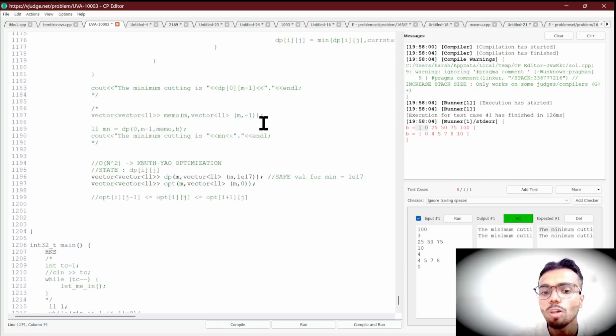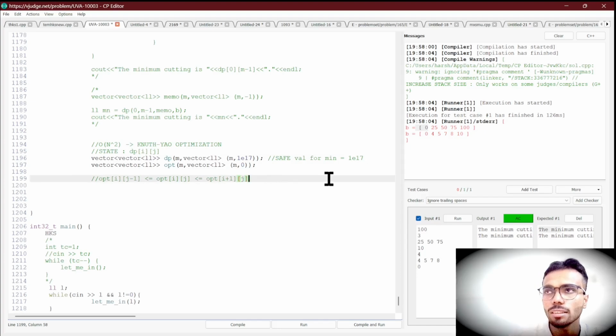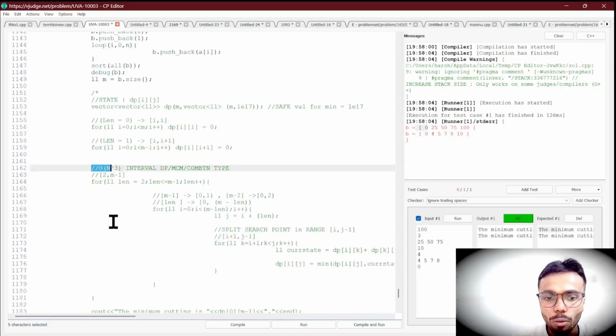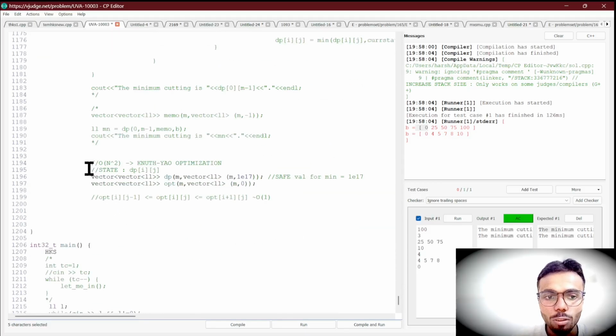We'll just iterate over this range of split search points. It will not often be a worst case; it will be a constant iteration, somewhere close to some constant value. That's why I say it's close to O(1) only, and that's why the overall complexity of O(n^3) gets broken down into O(n^2). That's why this optimization works, right? That is a part of it.